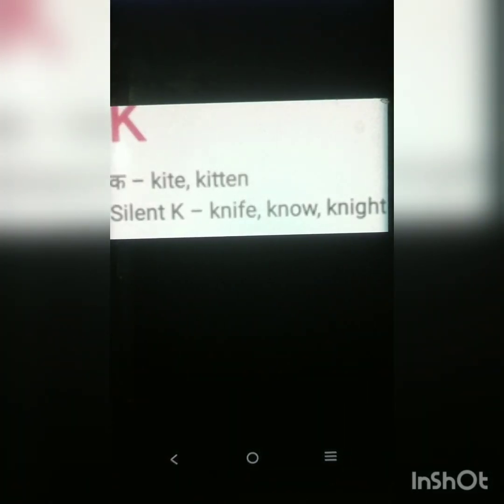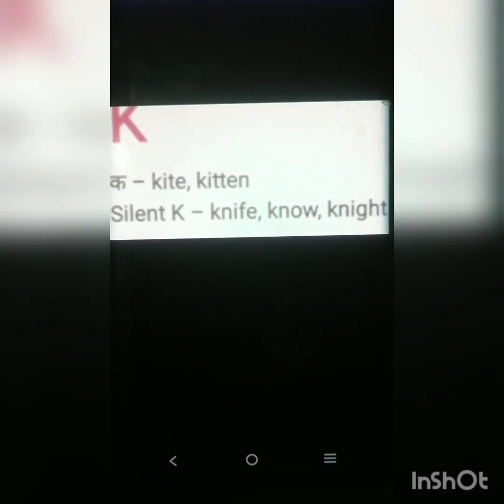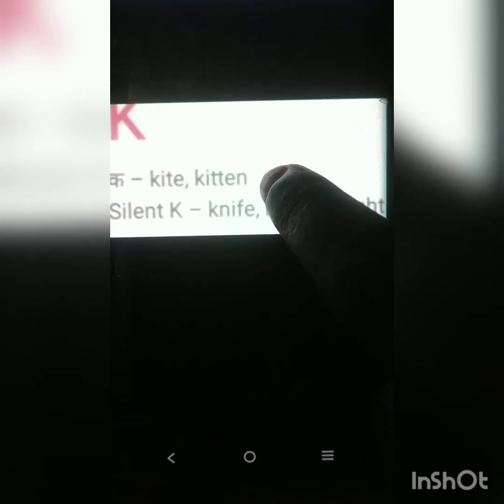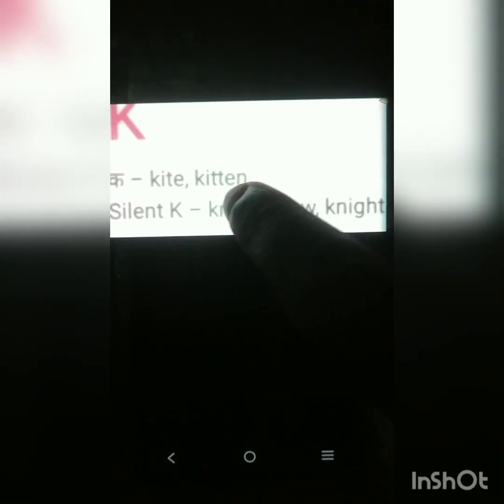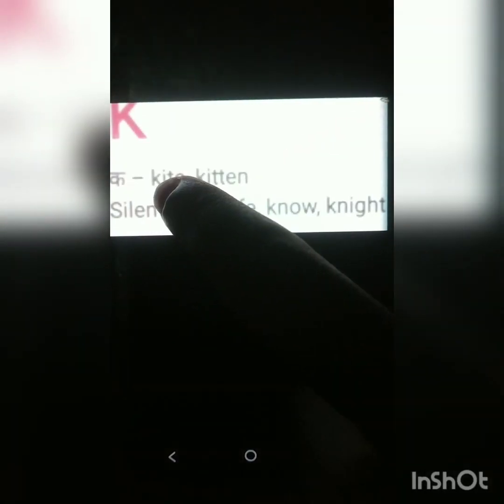Next you see K. This is the sound of K. K silent and sometimes K we have to say. If K is coming directly, then it is K. K sound is making. And if the K is coming before N, then its sound is silent. First of all, you see KITE, kite. KITE, kite. KITTEN, kitten. KITTEN, kitten. You see there is no sound of N. That's why it is kite and kitten.